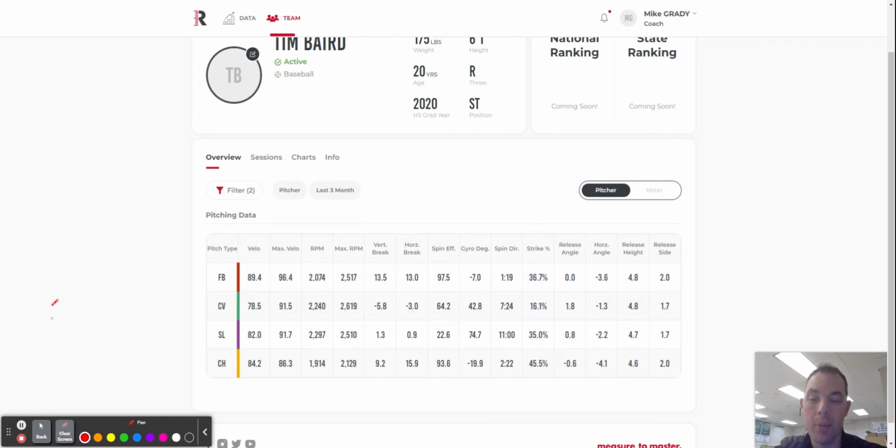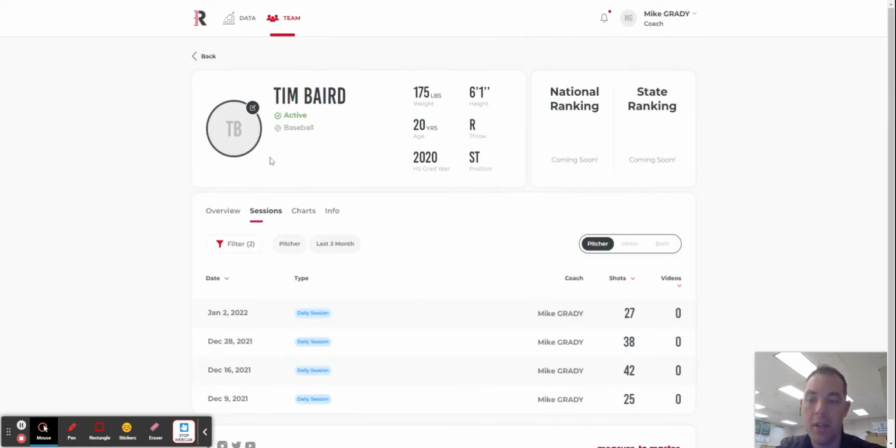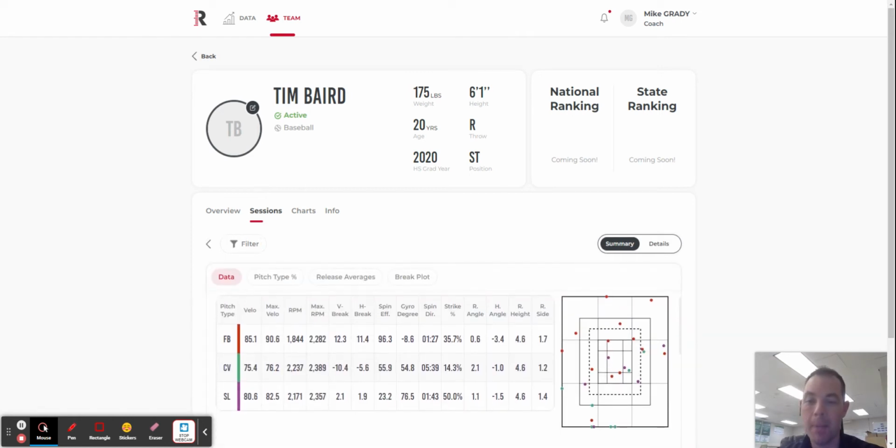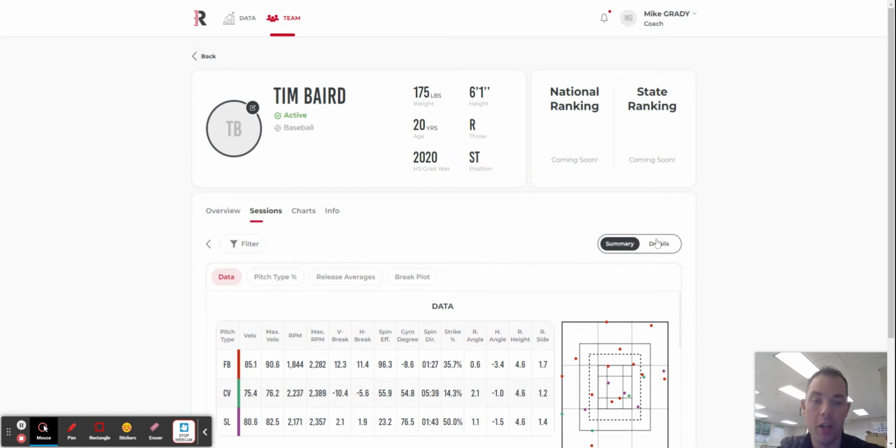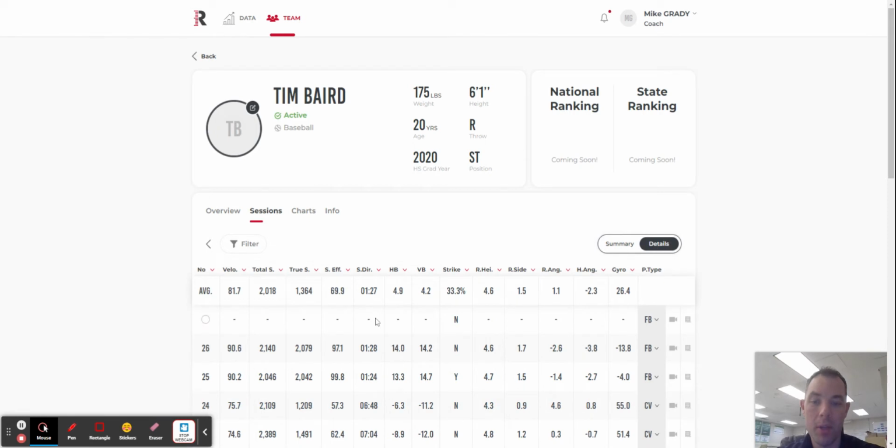So in order to categorize pitches, the first step is to go to Sessions, and let's go ahead and click on Sessions and click on the date of the session that we want to look at. In this case, it's January 2nd. And then over here, click Details. So it's under the summary, we're going to click Details. And this shows all of the pitches that were thrown during those sessions. And then over here on the side, we'll see this is the pitch type.